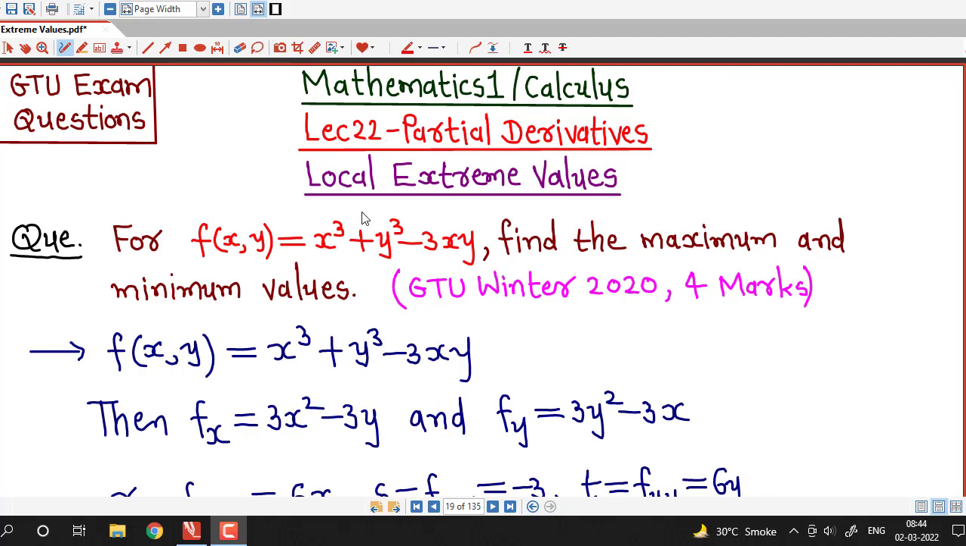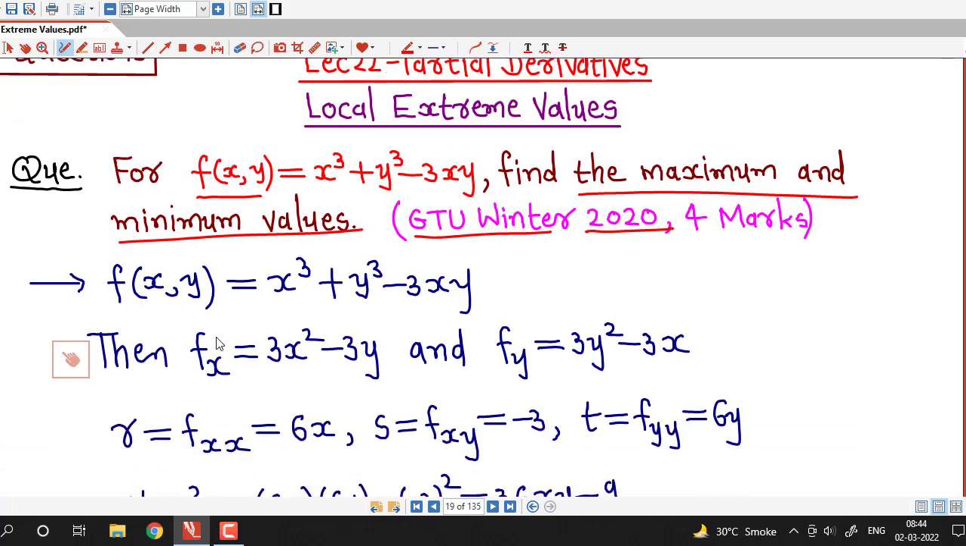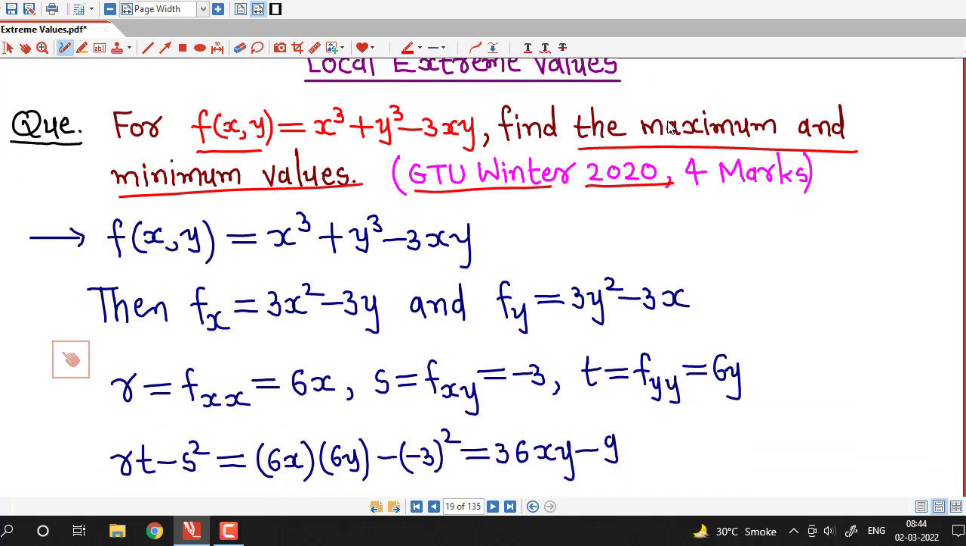In this lecture we will discuss this question on finding the maximum and minimum values of the function f(x,y) equal to x cube plus y cube minus 3xy. This question was asked in GTU Winter 2020 exam. We are familiar with the method of finding maximum and minimum values of functions of more than one variable.